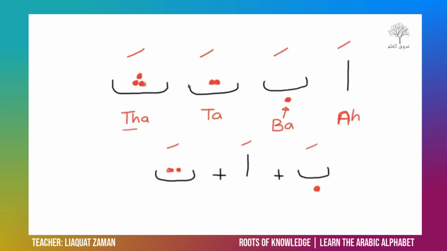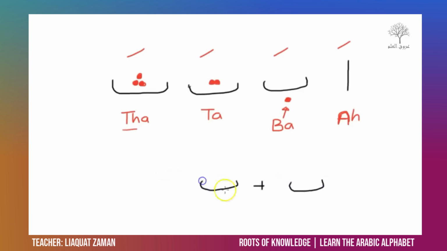Let me rub this out and try another one. Let's say we had this symbol and this symbol. This time it would be ta, ba, a. Ta, ba, a. So that's the first lesson. Let's just recap: we covered four letters today with four symbols.